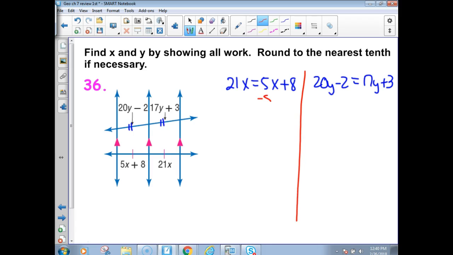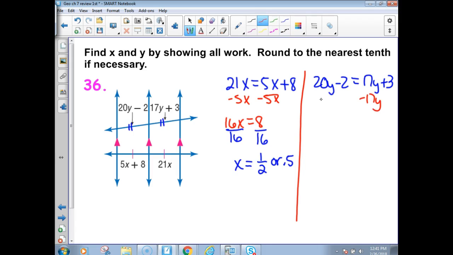So I'm going to subtract 5x on the first one. Gives me 16 times x equals 5x. I just made a boo-boo. It should be 8. Okay, I got rid of the 5x. And then divide by 16. Now, a lot of kids will automatically write 2 because they don't want it to be a fraction. 8 divided by 16 is not 2. It's either 1 half or 0.5.